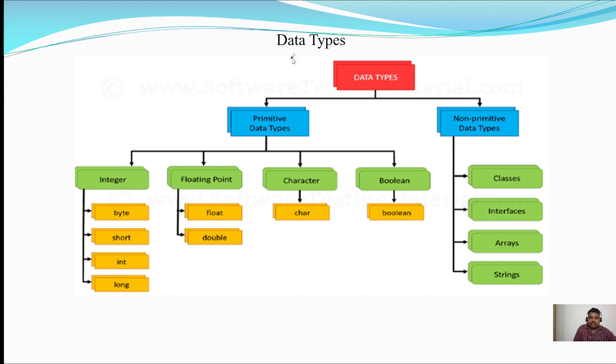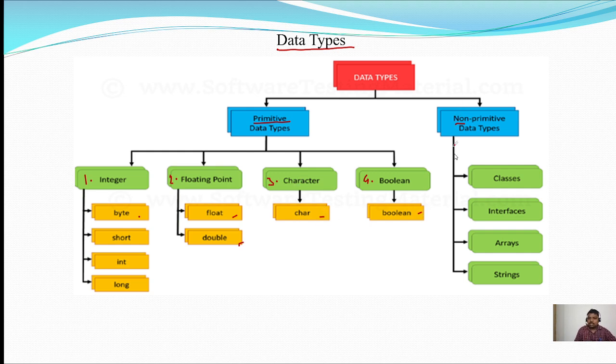Today's topic is data types. Data types in Java. Basically, data types are of two types: primitive data types and non-primitive data types. Primitive data types are divided into four categories. The first one is integer type, second is floating point type, third is character, and next is boolean type. Integer types are byte, short, int and long. The floating point types are float and double, character is char, boolean is boolean.